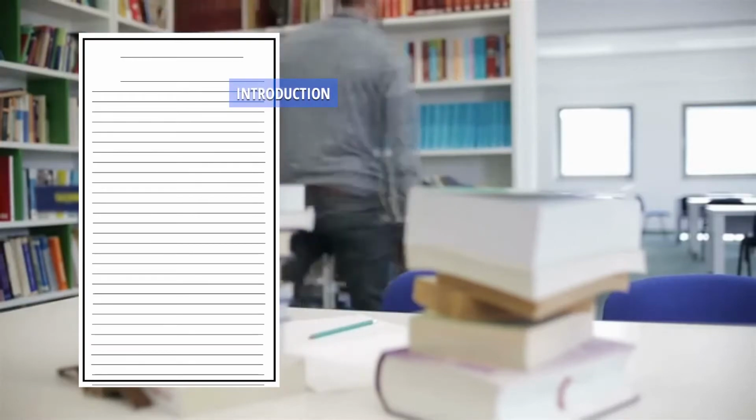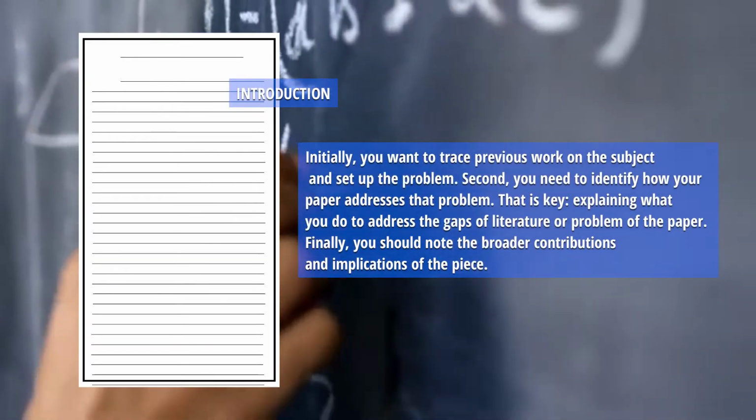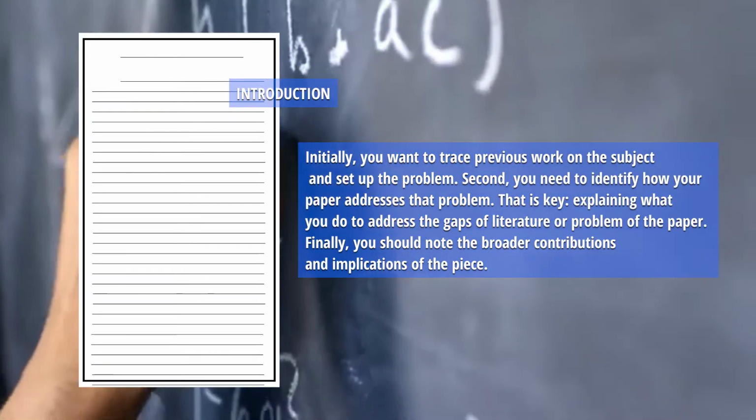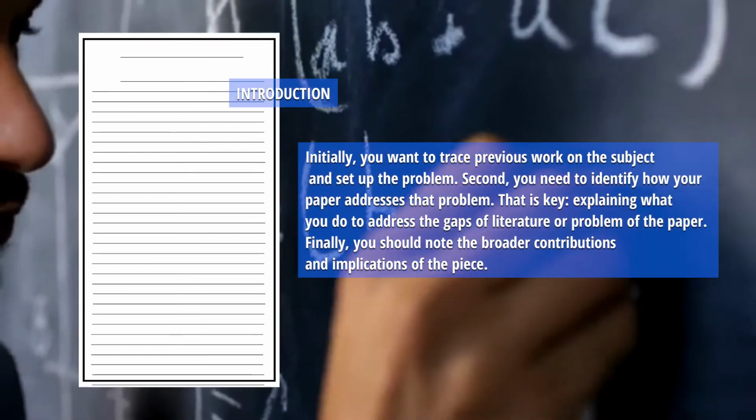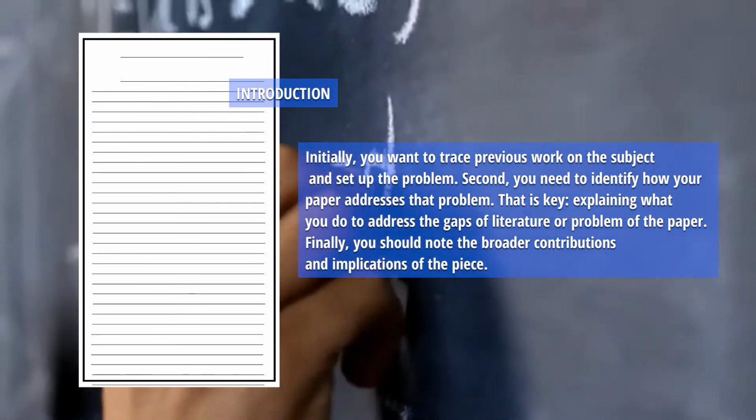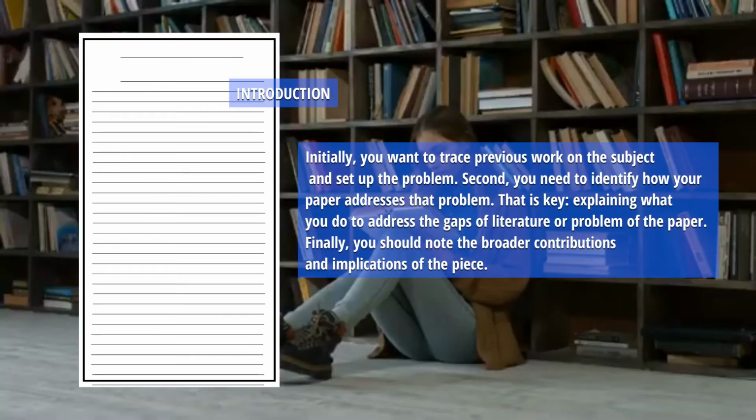First, introduction. The purpose of this section is threefold. Initially, you want to trace previous work on the subject and set up the problem. Second, you need to identify how your paper addresses that problem. That is key, explaining what you do to address the gaps of literature or problem of the paper. Finally, you should note the broader contributions and implications of the piece.